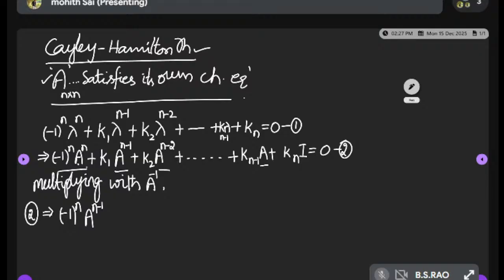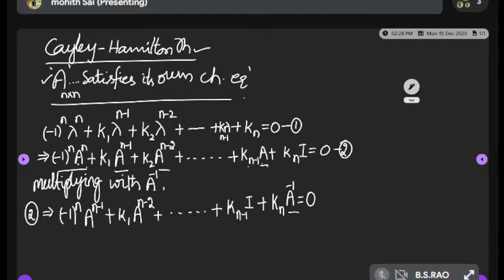So what you are getting? Minus 1 power n, A power n minus 1 plus A1, A power n minus 2 plus ... plus Kn minus 1 into A inverse. Kn minus 1 into I, because you are multiplying with the A inverse here. A into A inverse will become identity. Plus Kn into I into A inverse, which is A inverse, equal to 0.